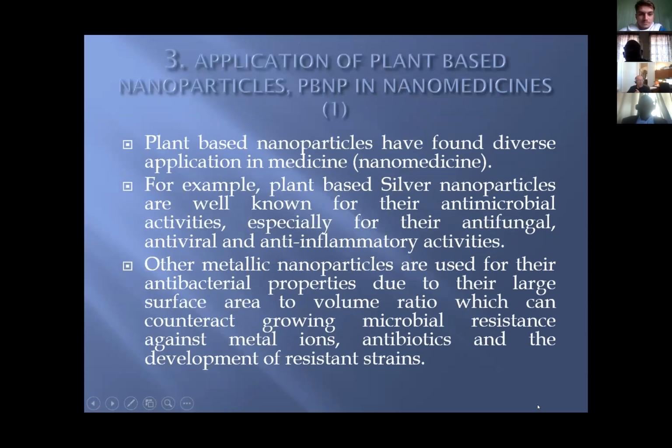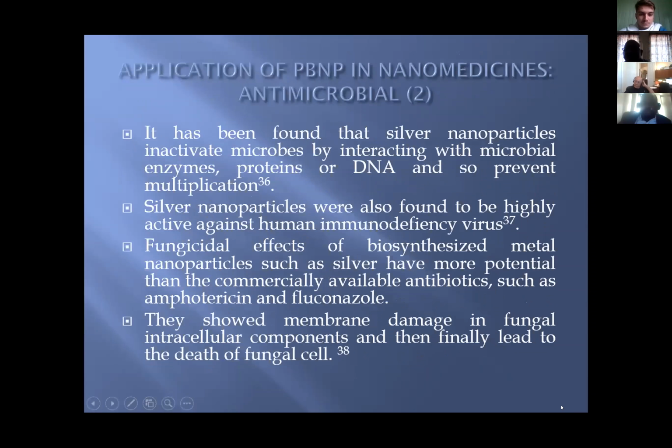Now, once you have made your nanoparticles, they can be used in medicine. As I've said, silver nanoparticles have strong antimicrobial, antifungal activity, and so forth. And what they have found is that in terms of antimicrobial activity, the surface area to volume ratio is very important, because the larger the surface area, the greater the ability of the nanoparticles to prevent microbial resistance.